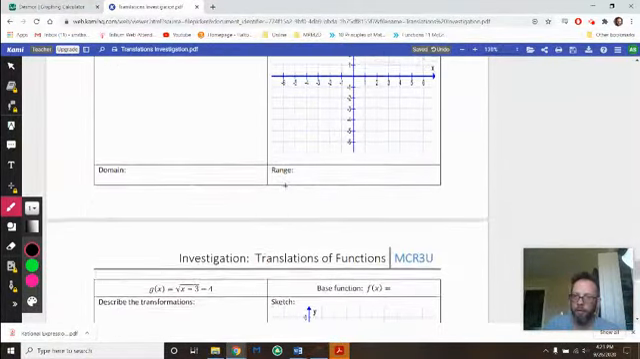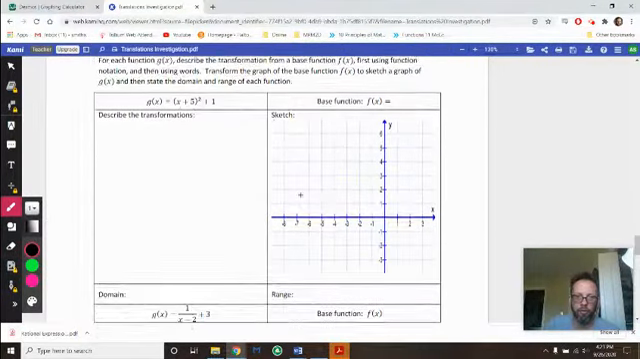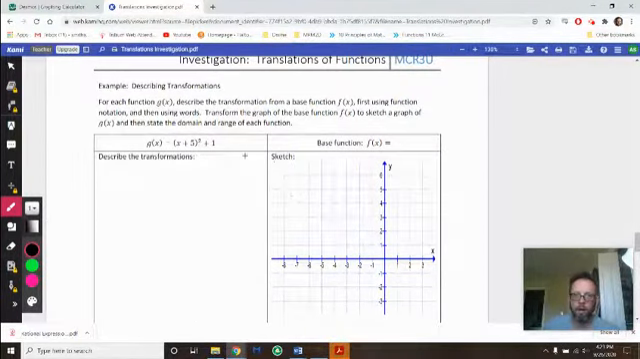I think this is our last little exercise here. So this one, we are combining a few things at once. So for each of these 3 functions, I want you guys to identify what's the base function, and then describe the transformations. Using words is okay, or point form, what have you. And then I want you to sketch a graph of this function. And then afterwards I said state the domain and range.